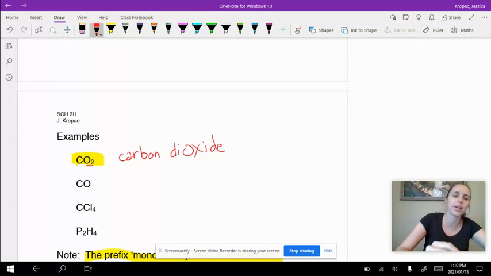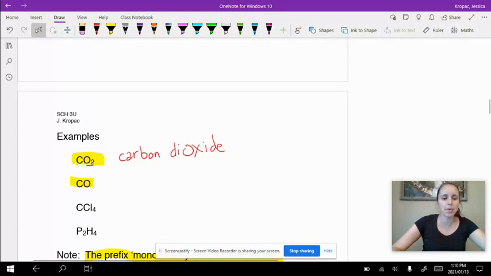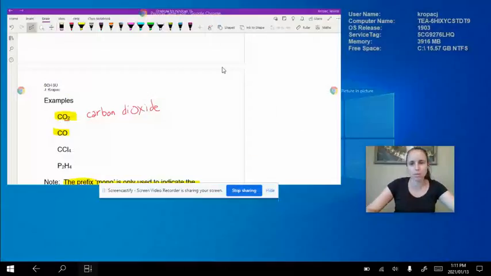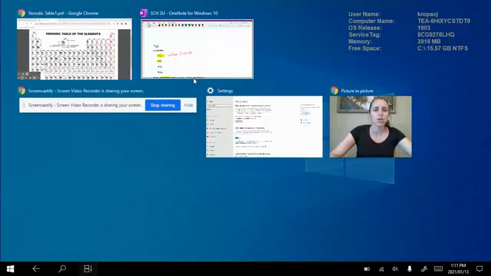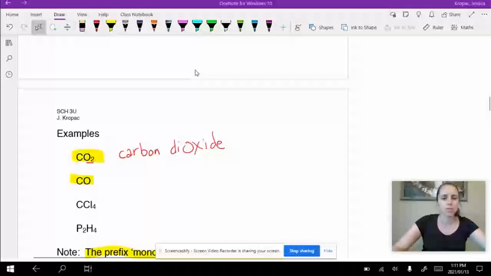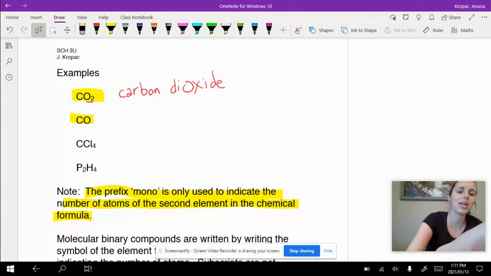So we're going to try the next one. We're going to try CO. The first thing we have to do is make sure that C and O are nonmetals. So we're going to come to the periodic table here. They are. We actually just checked that for the last one, right? So we do have nonmetals. We're going to name the first element. The first element is carbon.